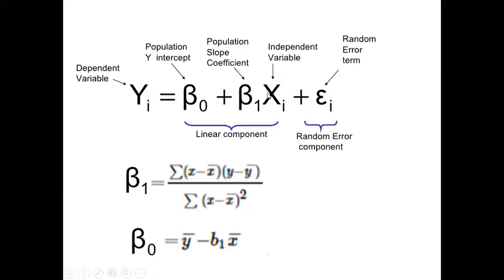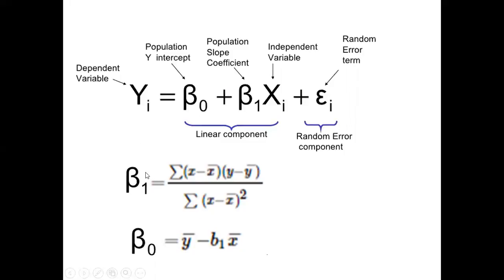Where x is an independent variable, and this is a random error term, or a random error component. So this entire thing is a linear component. So how to find this intercept and slope? I have given the formula here. To find the intercept, we need the help of the slope coefficient.